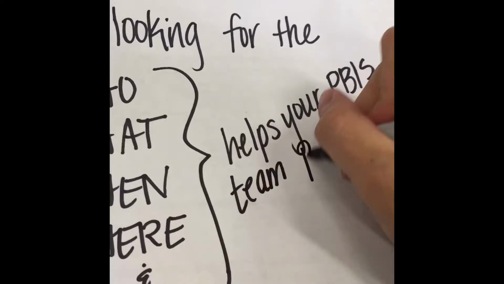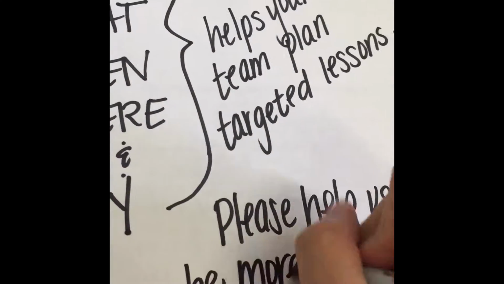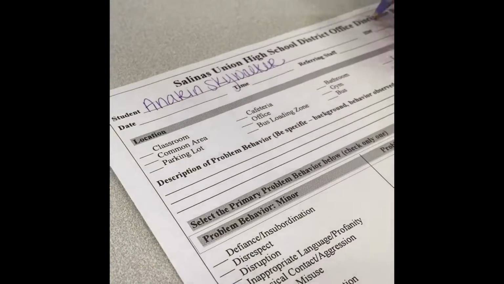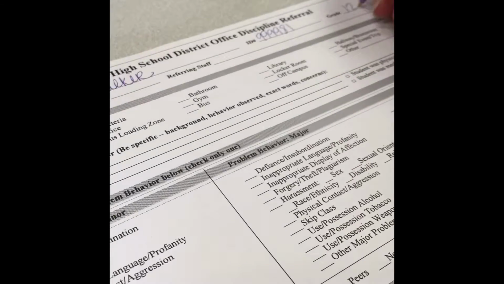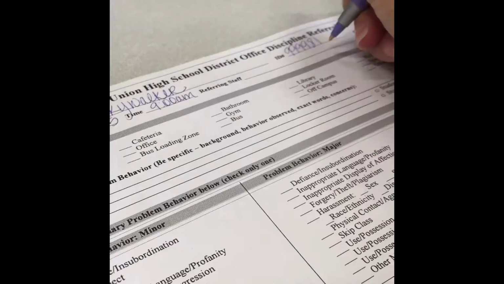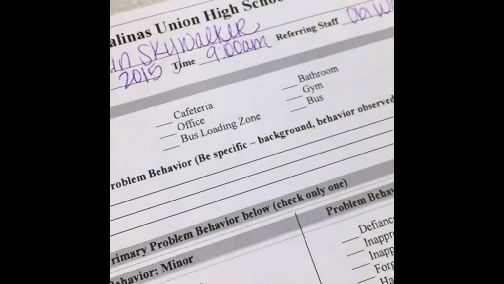Please make sure you are filling out your form completely, from top to bottom. In this sample form, Anakin Skywalker, who is a 12th grader here at Salinas High, got into trouble on November 6, 2015 at about 9 o'clock in the morning. The time and date are very important so that way we can look at trends in discipline.